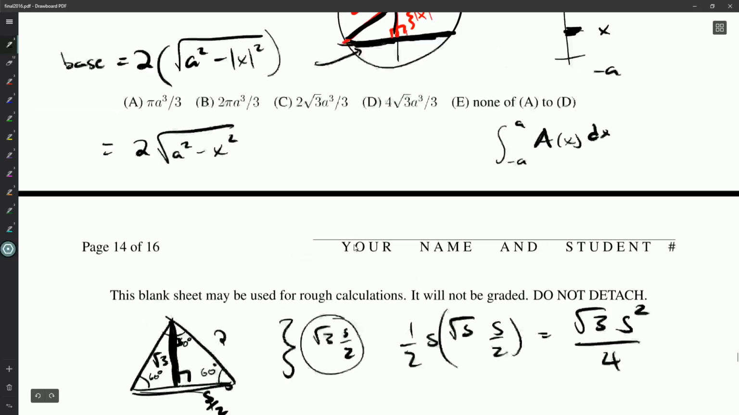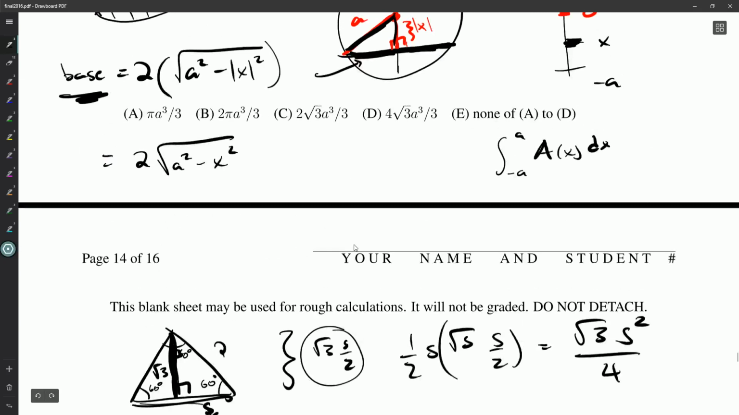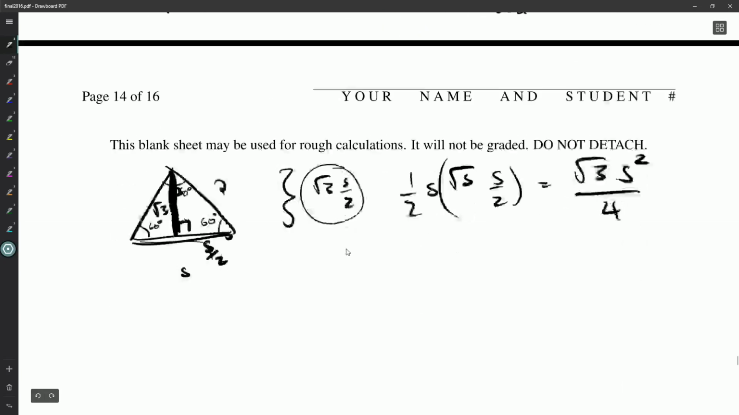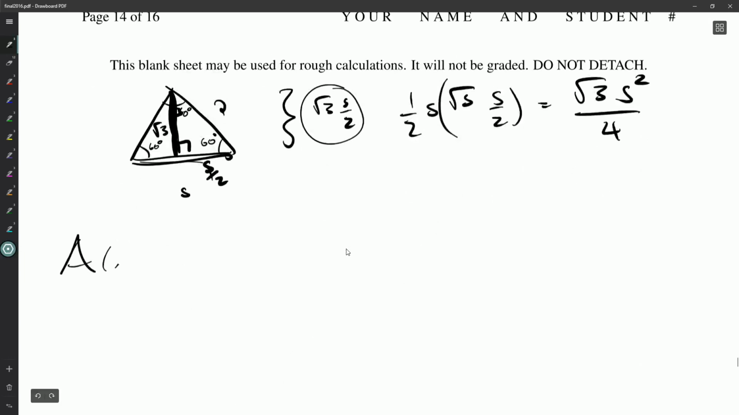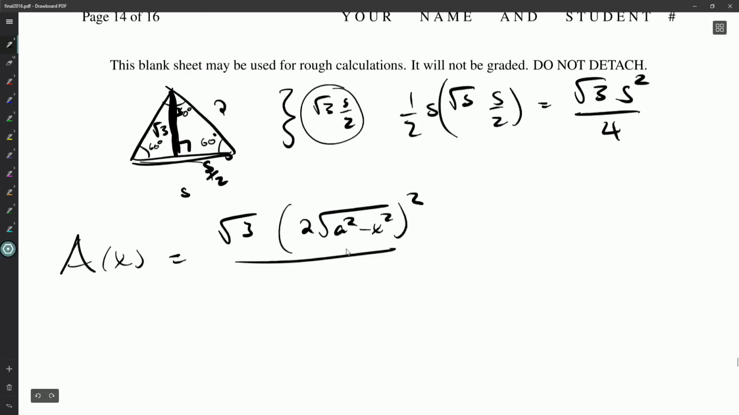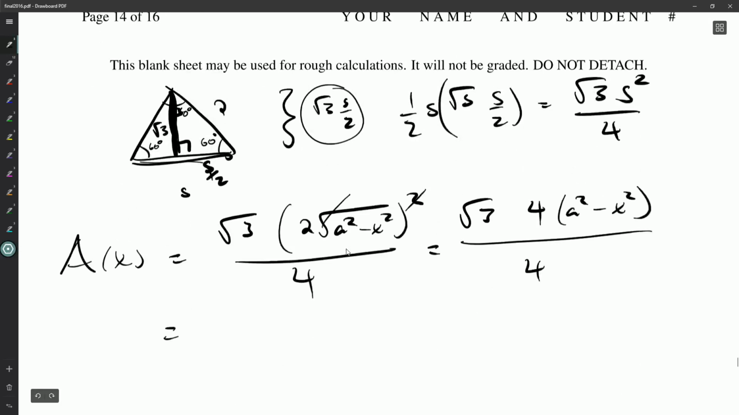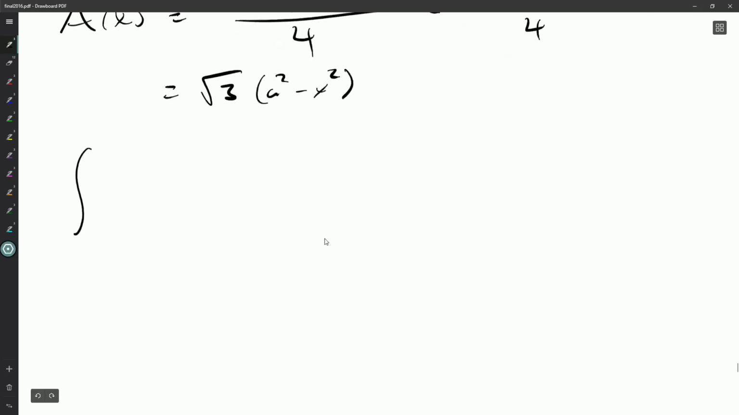Okay. Well, I know the base side length for my cross section in terms of x. So the area of x here will be root 3 times 2 root a squared minus x squared, all squared, over 4. Alright, so that's root 3, 2 squared is 4, that'll cancel out with the 4 on the bottom, and then the square and the square root will cancel out, and we'll get a squared minus x squared. So when all is said and done, the area of these individual equilateral triangle slices is root 3 times a squared minus x squared. And now this is the thing that I want to integrate.